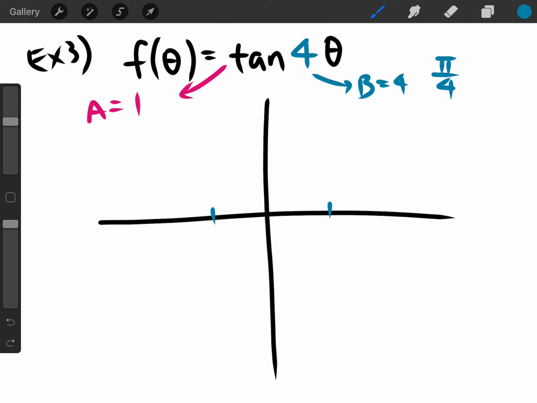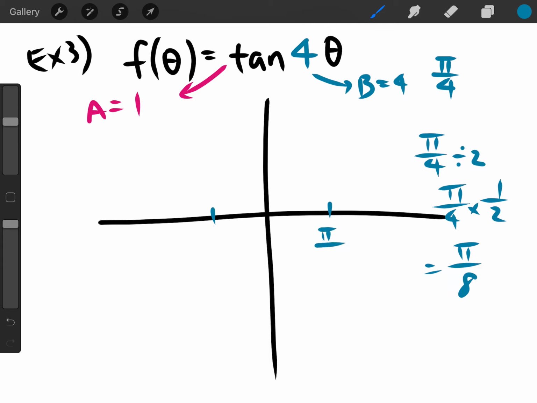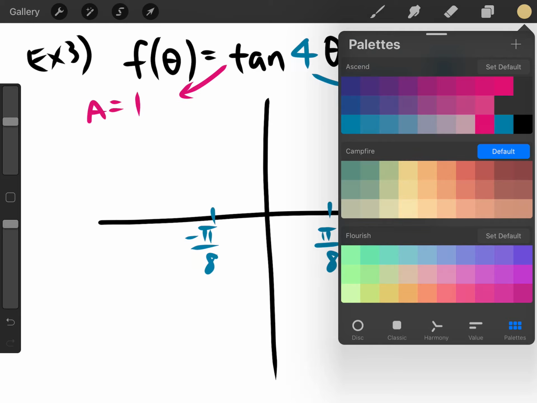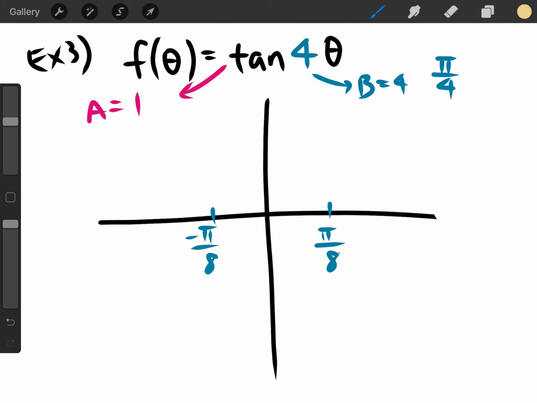Okay, so how do you do this? You're going to take pi over 4 and divide it by 2, which is pi over 4 multiplied by 1/2, which is going to be pi over 8. So on this side is going to be pi over 8, and the other side is going to be negative pi over 8. Okay, erase these and just go ahead and draw my function.